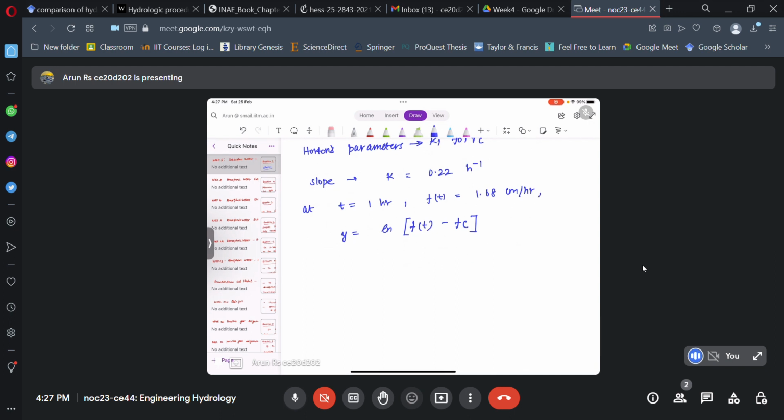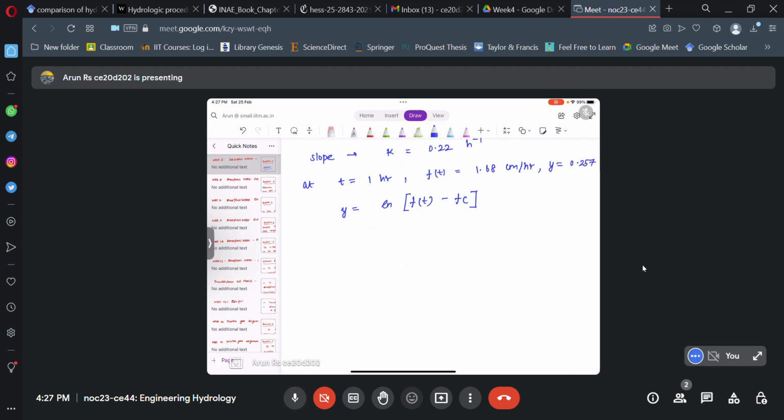And from the graph we also have y is equal to 0.257 at t is equal to 1 hour. So if we substitute all these values, your only unknown will be fc. So we'll determine what is the fc value now. So ln of 1.68 minus fc, which is the unknown, is equal to 0.257. So if we solve this, we will get 0.387 centimeters per hour. So this is your fc.